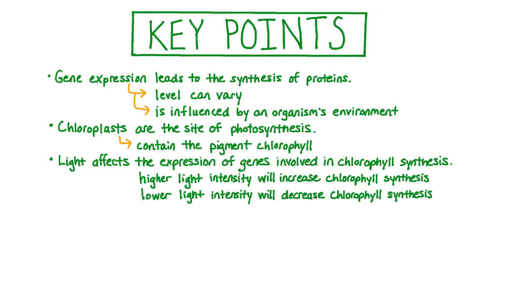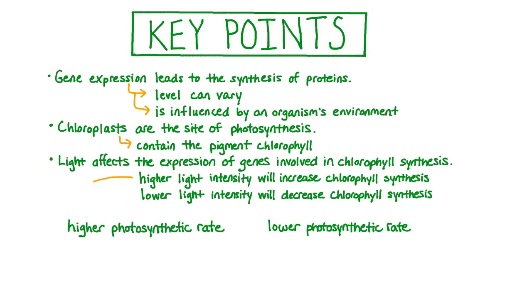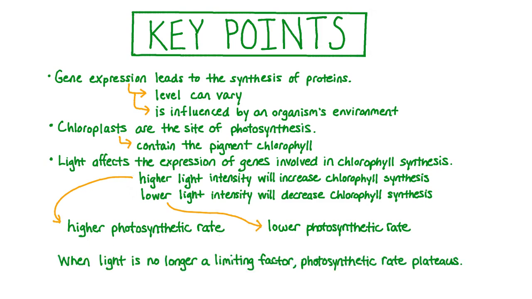If light is a limiting factor, a higher light intensity will increase chlorophyll synthesis, while lower light intensities decrease chlorophyll synthesis. In turn, an increase in chlorophyll synthesis leads to a higher photosynthetic rate, while a decrease in chlorophyll synthesis leads to a lower photosynthetic rate. When light is no longer a limiting factor, the rate of photosynthesis plateaus.